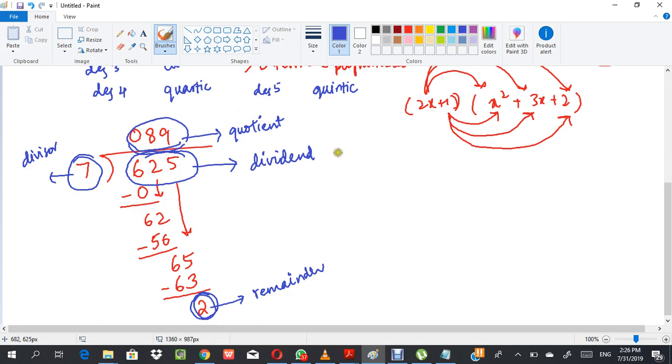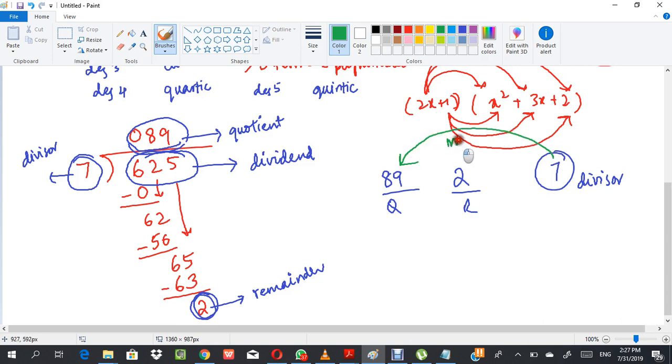Now, what if I have 29 and 2 and 7, and I am told that 7 is the divisor, 29 is the quotient, and 2 is the remainder. And I have been asked to find the dividend. Now, how can I find the dividend given the divisor, the quotient, and the remainder? The answer is simple. We can see that if I multiply 7 by 29 and then add this 2 here, I am going to get the dividend.